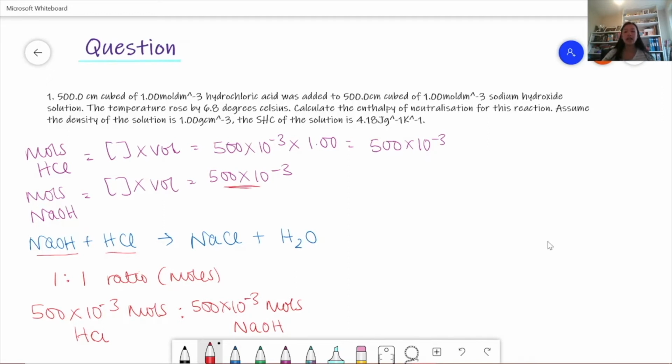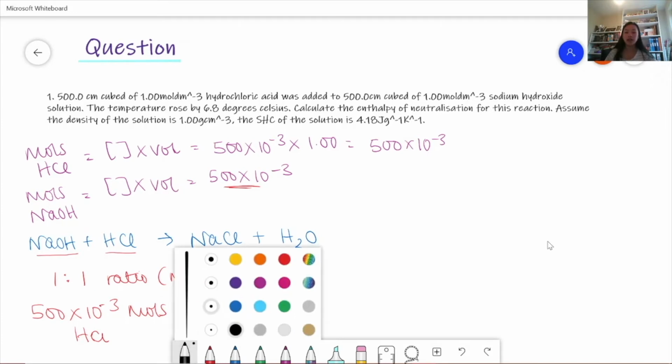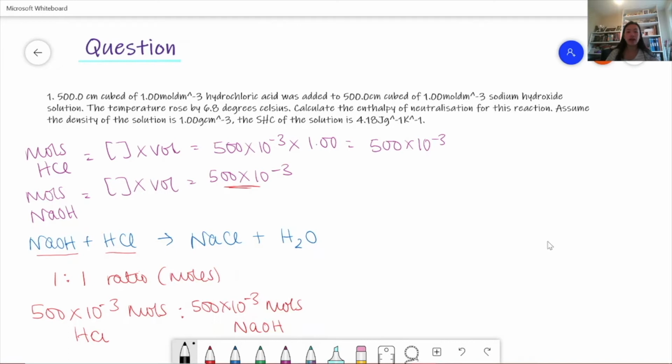So that tells us that none of the reagents are in excess, so both of them react until they've both finished reacting, there's nothing left. So that actually doesn't make a difference. So we know that 500 times 10 to the -3 moles is what's been reacted. So now we use our Q equals mc delta T equation. And then we need to remember the units. So this is grams. This is already given to us, and this is either degrees Celsius or Kelvin, it doesn't matter. And this will come out in joules.